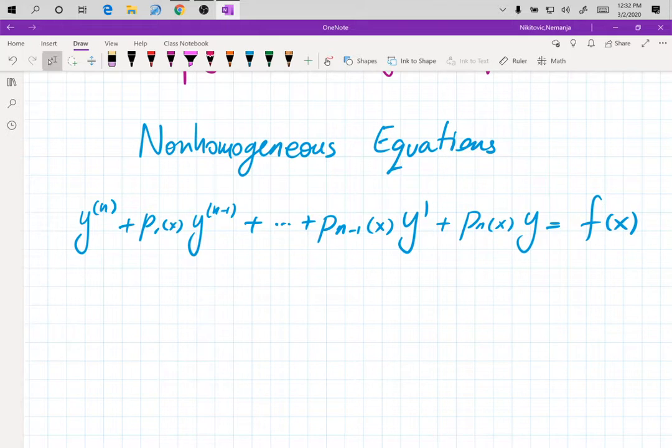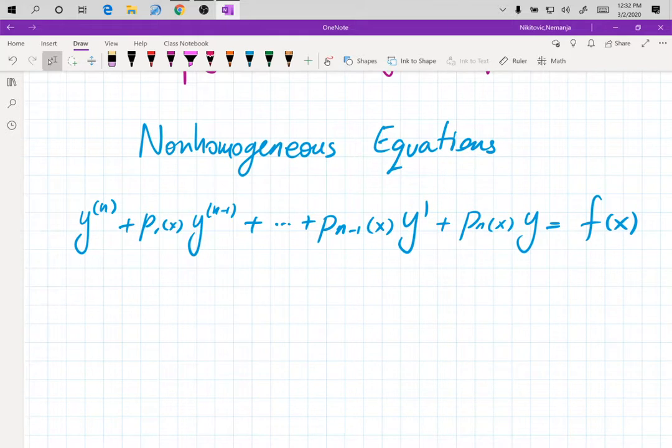So now, when you have a non-homogeneous case, your solution is going to consist of 2 solutions that are put together. So you're going to first solve the homogeneous case, and that is going to give you a general solution. And then you're going to do some method, which we will eventually learn.